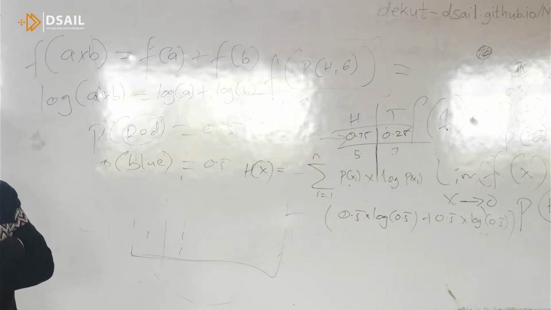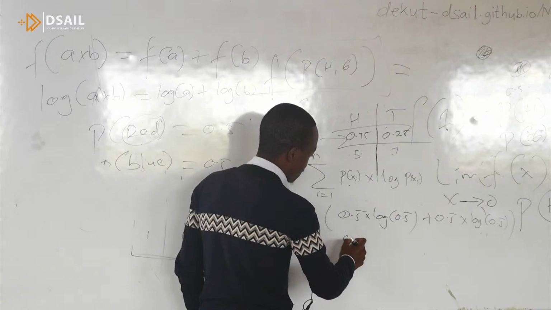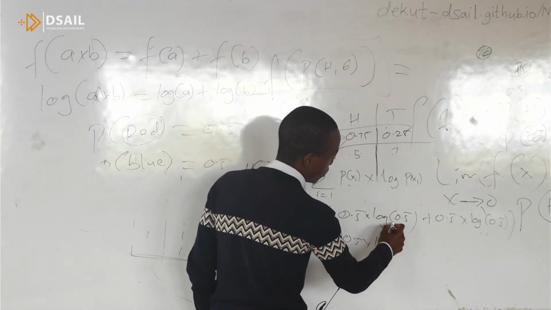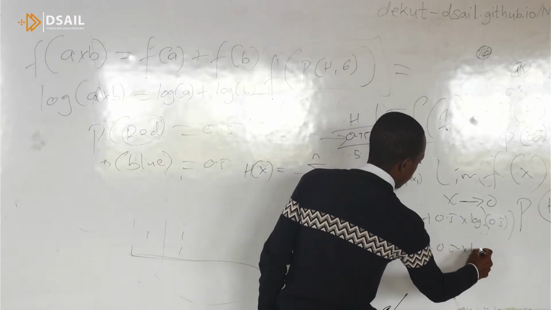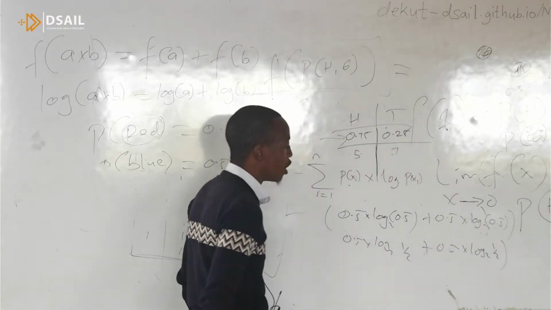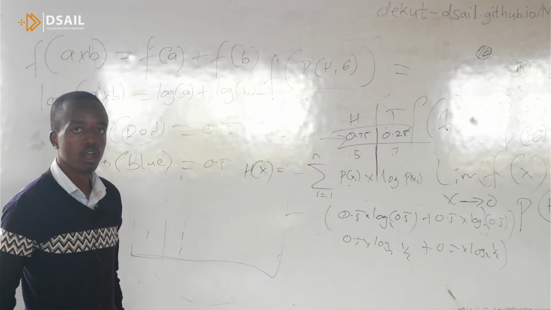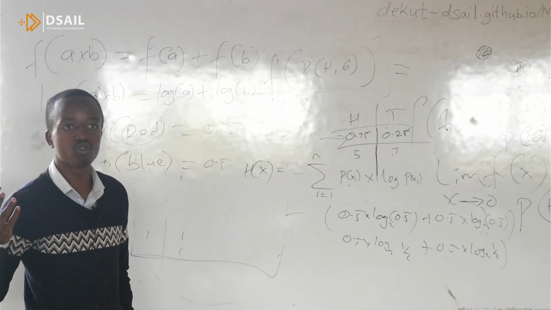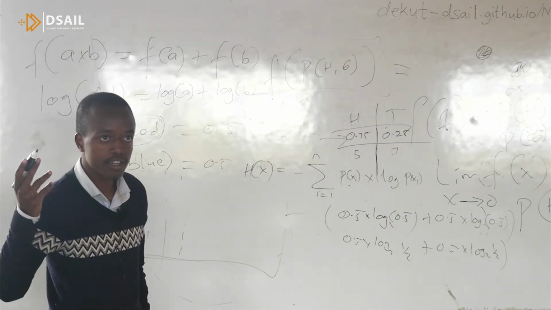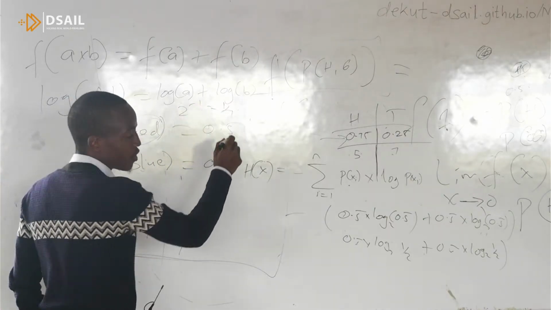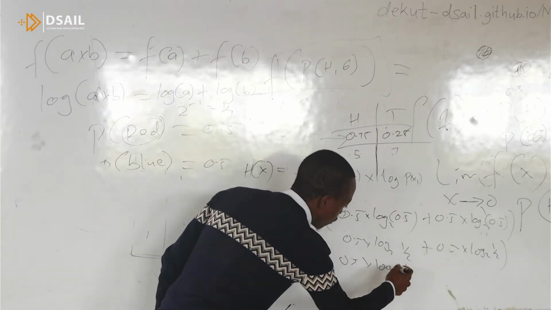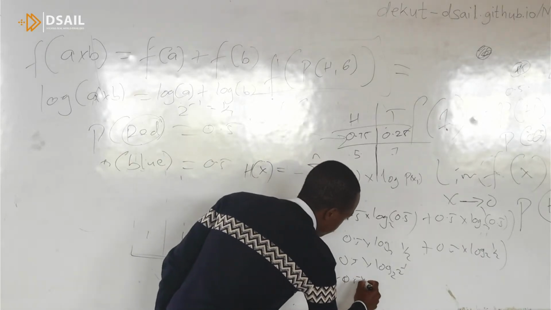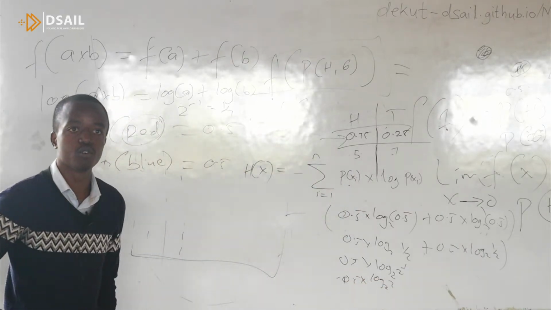I see people pulling up their calculators. It's okay, you can pull up your calculator, but let's do it this way. 0.5 times log of a half, this is base 2 by the way, plus 0.5 times log base 2 of a half. What is log to base 2 of a half? What is a half in terms of the powers of 2? It's 2 raised to negative 1, isn't it? So it's 0.5 times log to base 2 of 2 to the negative 1. Take that to the other side: negative 0.5 times log to base 2 of 2. What is log to base 2 of 2?